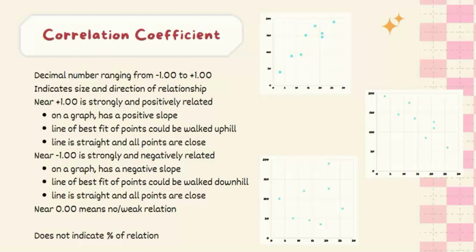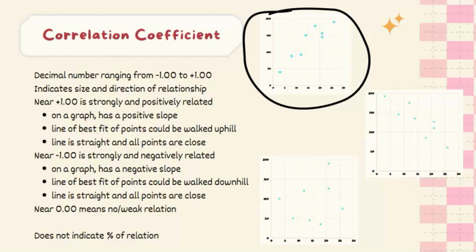So in this first example up here, hold on. So in this top one right here that I just drew a circle on. So this one, we could say this would have a correlation coefficient of near positive 1.00, which means that these two variables, whatever they may be, let's call this one x and y, like we would normally see on a table or a graph. We're saying that x and y are strongly and positively related.